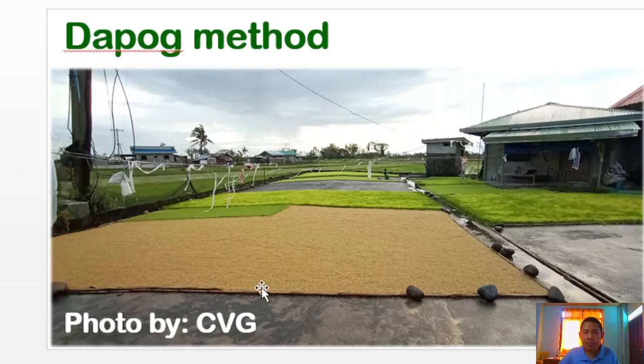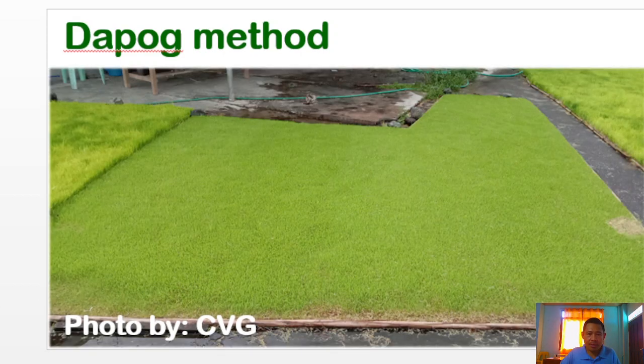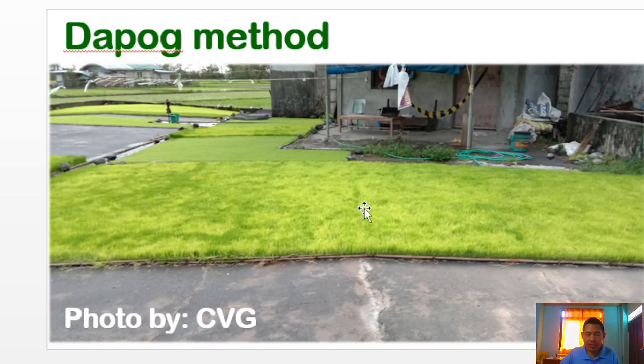So this is an example of a Dapog method in producing rice seedlings. This is in Babangunan, Victoria, same farmer. These seedlings should be ready for transplanting in about maybe 3 to 5 days.